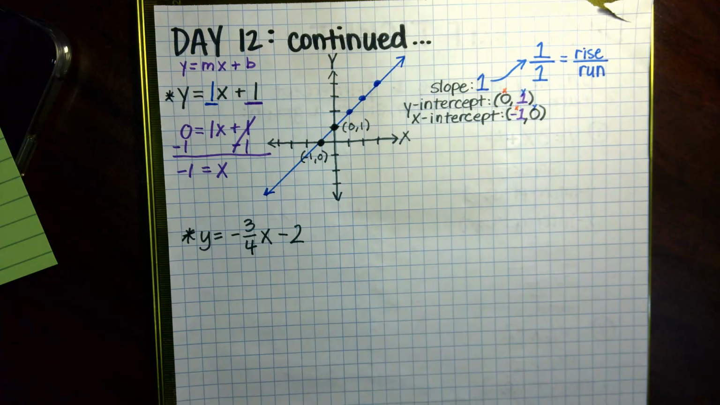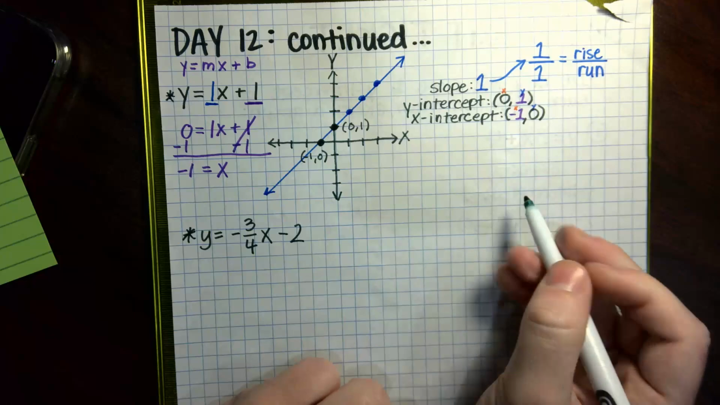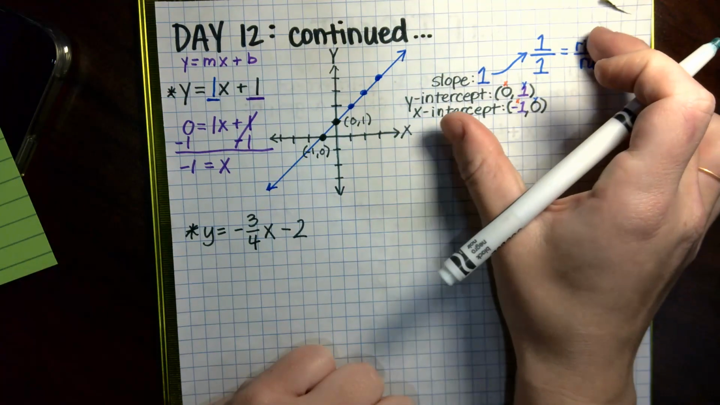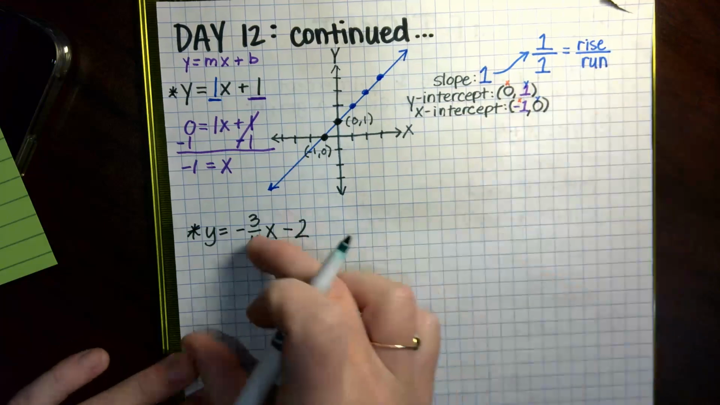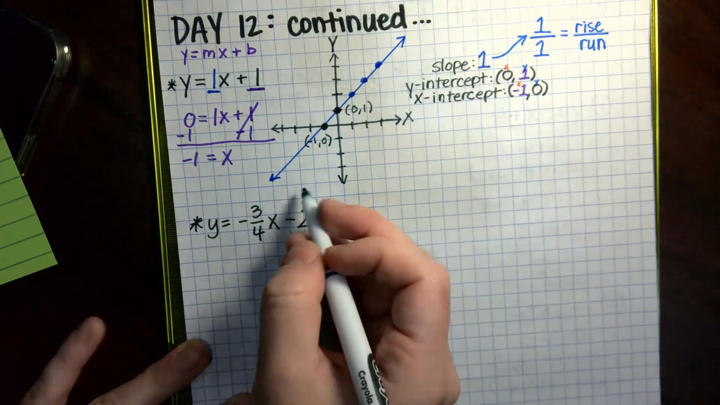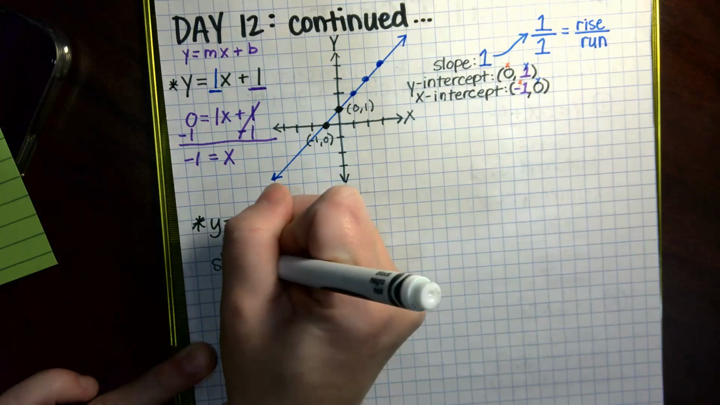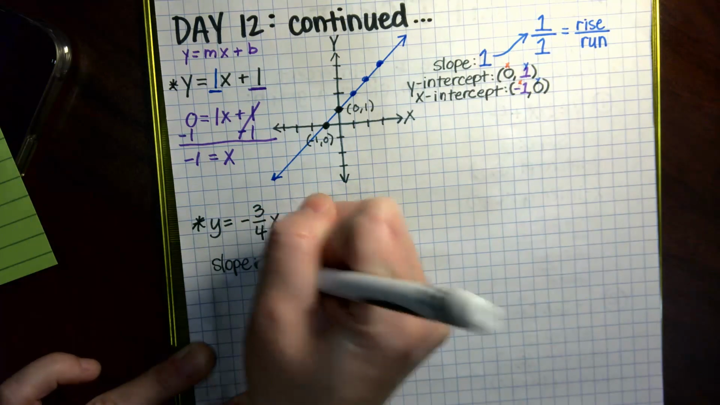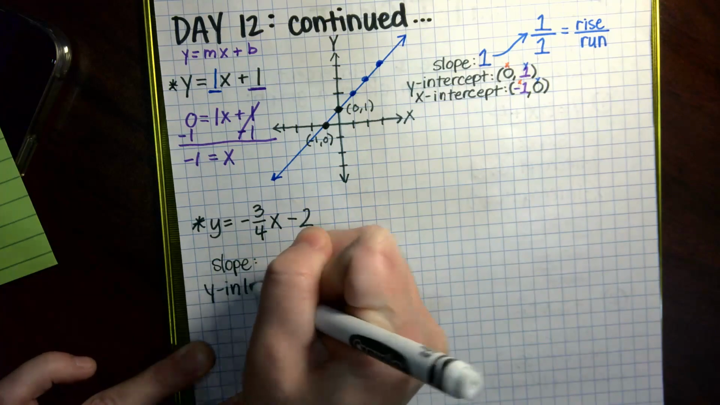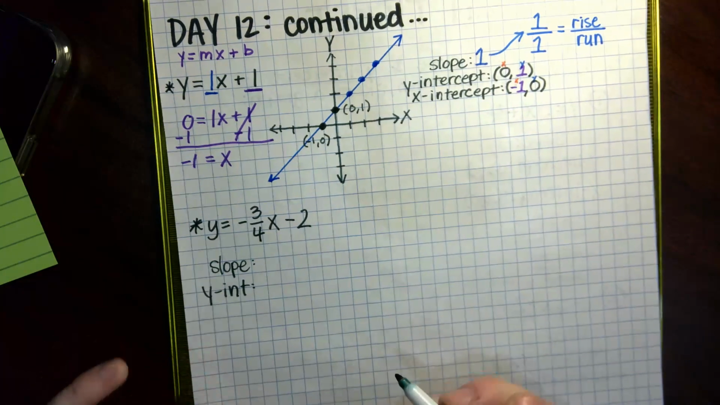So the things that I want to find in this equation are the slope, and I know I put the slope and all the intercepts over here last time, but I think I'm going to put it under my problem this time, if that's all right with you guys. I'm going to write slope, y-intercept, and then we're going to find x-intercept.